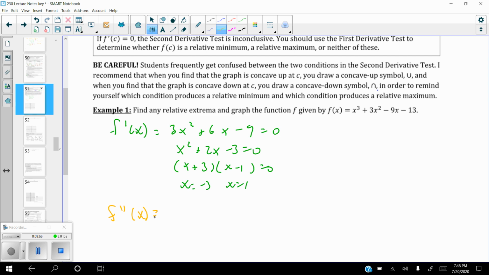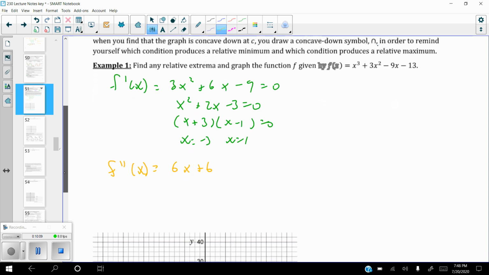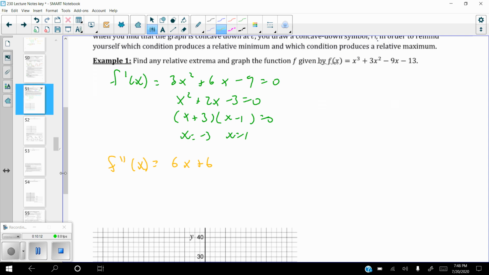Take the second derivative, we're taking the derivative of the first derivative, so that's 6x plus 6. Yeah, I can find the intervals of concavity if I want to, and probably should eventually. But if all I want to do is find the relative extrema here, I have to take the critical values that we found in the step above and plug them into my second derivative.